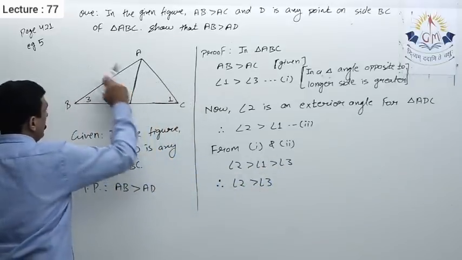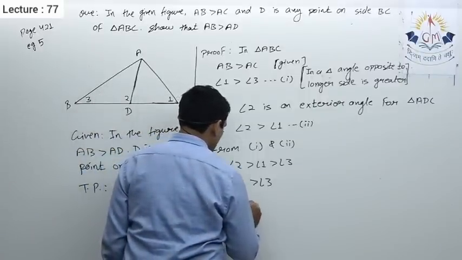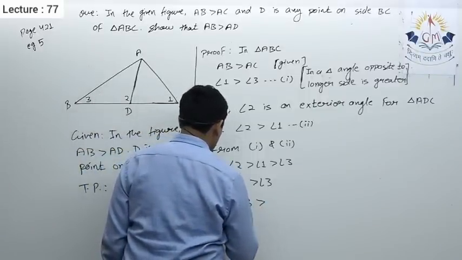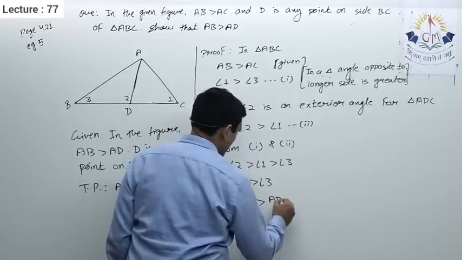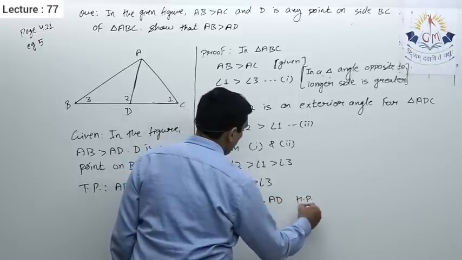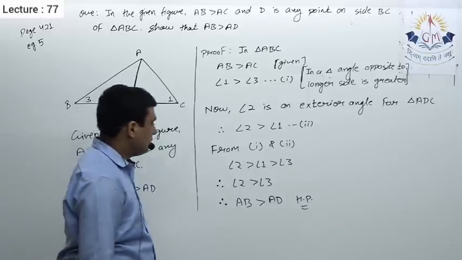2 is greater than 3, that means AB is greater than AD. Therefore, AB is greater than the side opposite to angle 2, that is AB is greater than AD. Hence proved. So please note it down, then we'll see the next question.